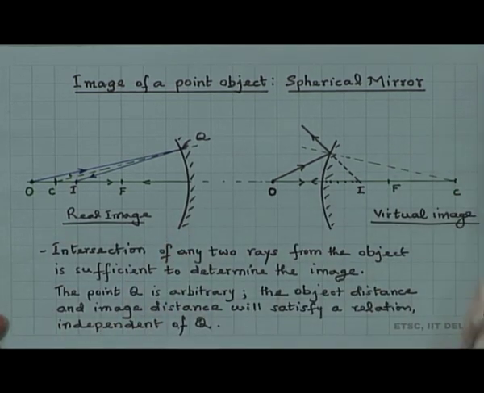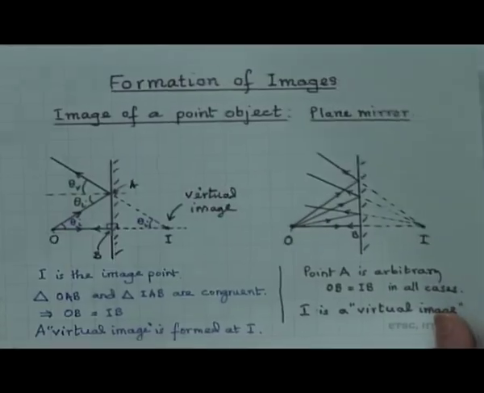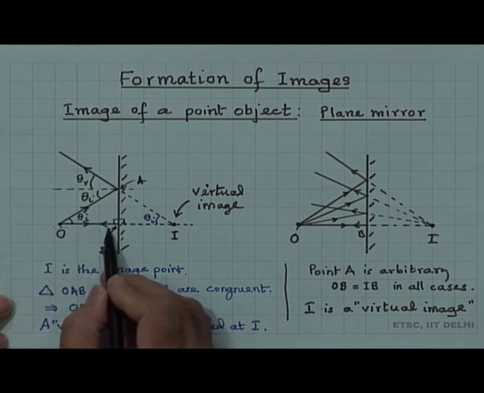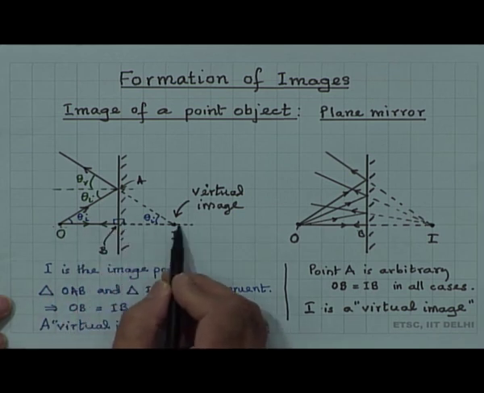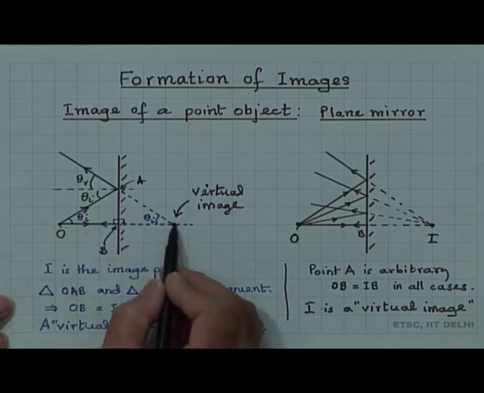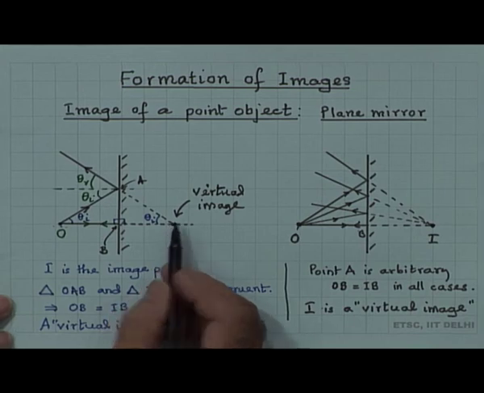So, by taking the earlier example here, what we have shown is we considered two rays and the point of intersection. In this case, it is a virtual image point, that is they appear to come from this point. The point of intersection is the image point.